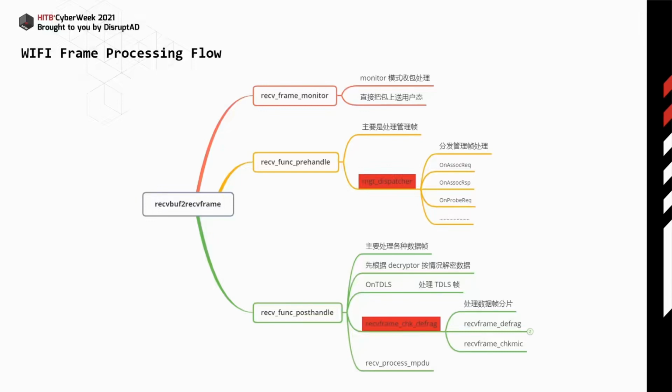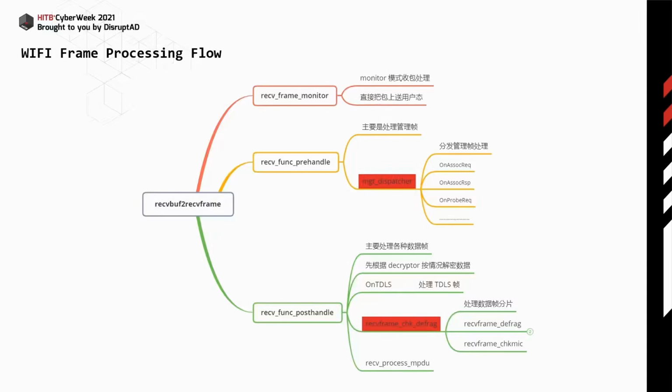After the interrupt process function performs some simple processing on the data, it will call receive buffer to receive frame for specific data processing. If the monitor mode is enabled on the Wi-Fi card, receive buffer to receive frame will call receive frame monitor, send the data packet to the user space process, and then the function will return. When the monitor mode is not enabled, it will call receive function pre-handle to process the management frames. For example, on probe request is used to process probe requests. If it is a data frame, it will enter receive function post handle.